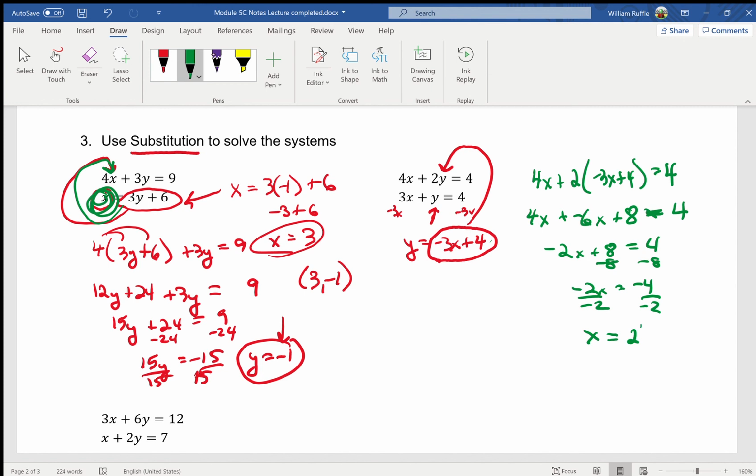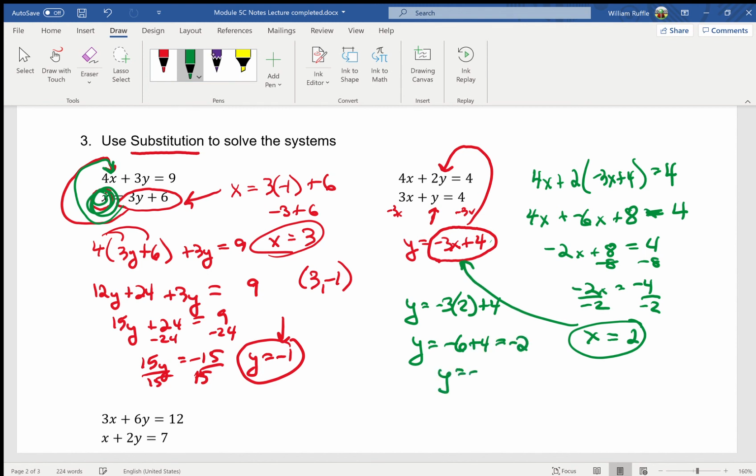Now I have x equals 2, so now I need to substitute it in here to solve for y. Y equals negative 3 times 2 plus 4. Y is equal to negative 6 plus 4, which is equal to negative 2. So if y equals negative 2 and x equals 2, my answer is 2 comma negative 2. And there is a skill to picking the proper letter to solve for. If you pick the wrong one and you get terrible fractions, please stop and try to choose a different letter.